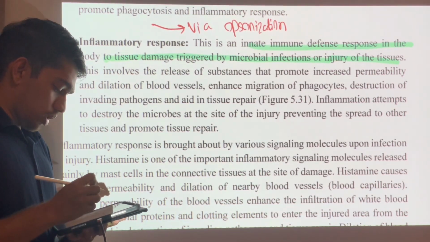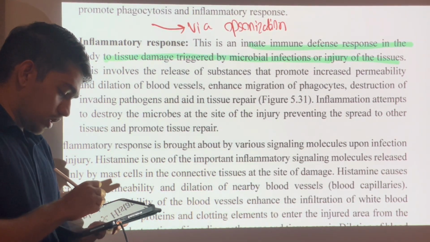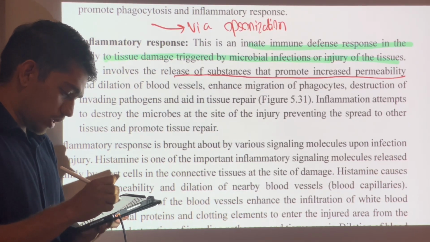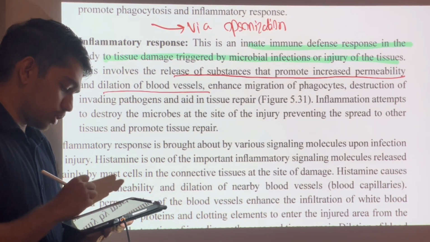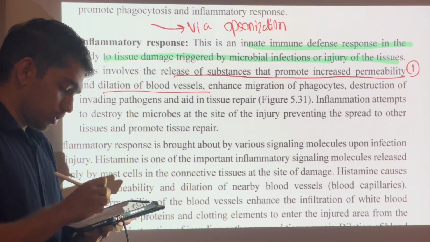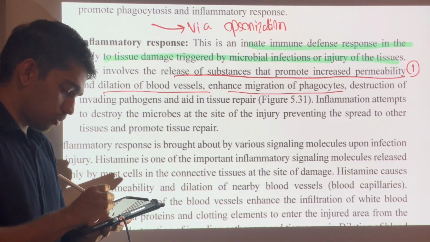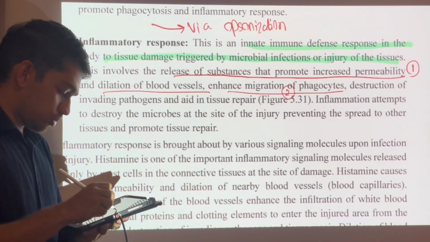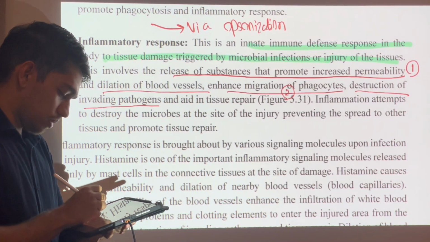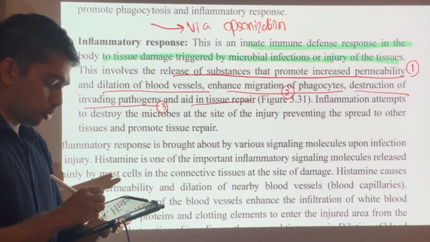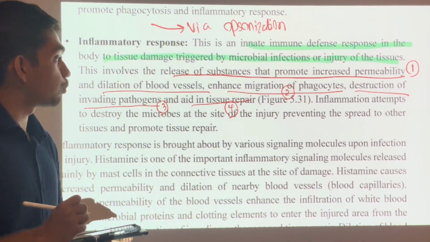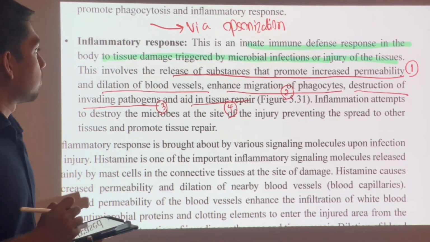So I'm going to number them. First, release of substances that promote increased permeability and dilation of blood vessels. Number 2, enhance migration of phagocytes. Number 3, destruction of invading pathogens. And number 4, aid in tissue repair. So 4 things are going to happen under your inflammatory response.